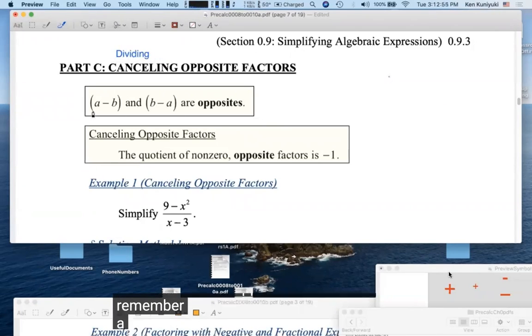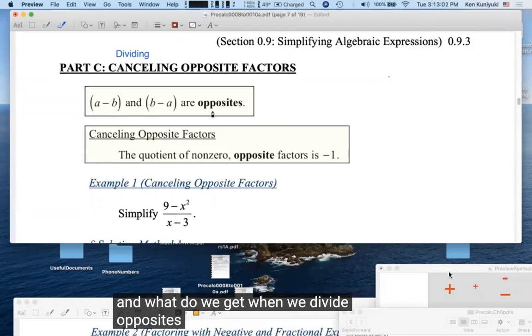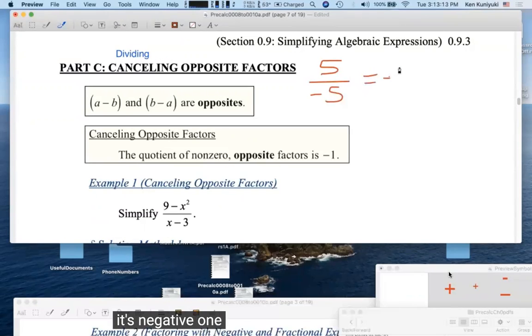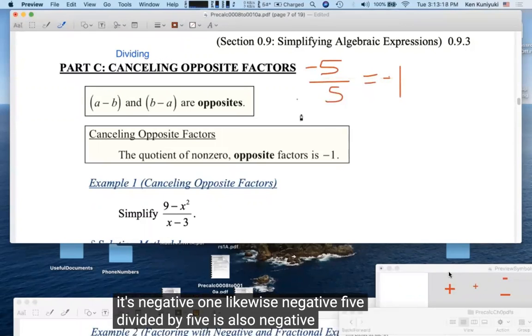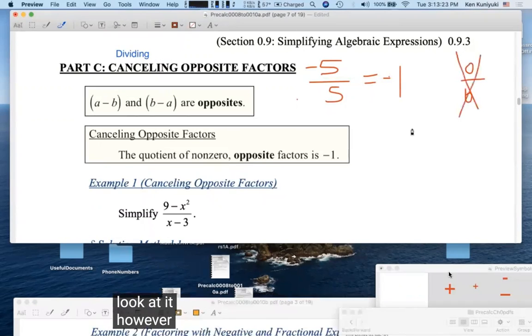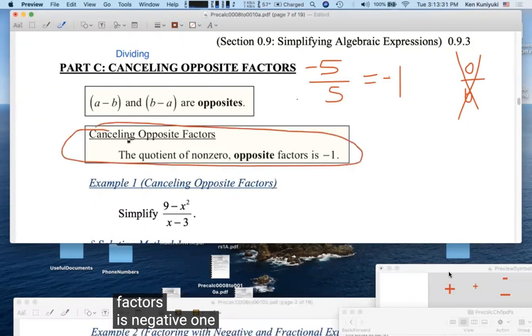Now remember, A minus B and B minus A are opposites of one another, all right? And what do we get when we divide opposites? Non-zero opposites. For example, what is 5 divided by -5? It's -1. Likewise, -5 divided by 5 is also -1. 0 over 0 is garbage, any way you look at it, however. Okay, so the quotient of non-zero opposite factors is -1. Keep that in mind.